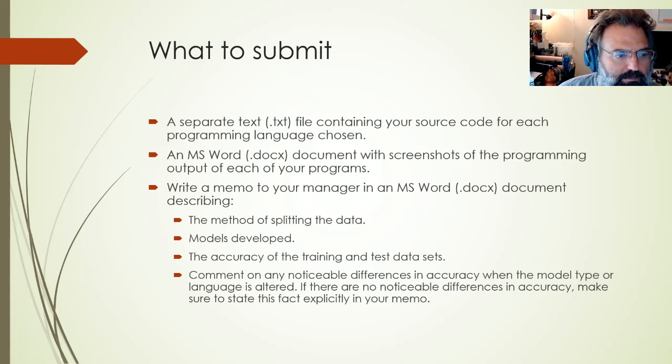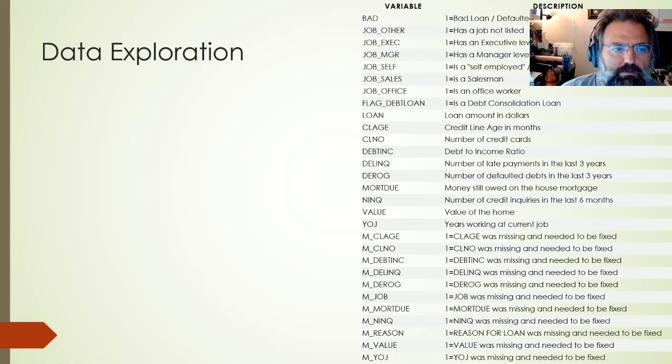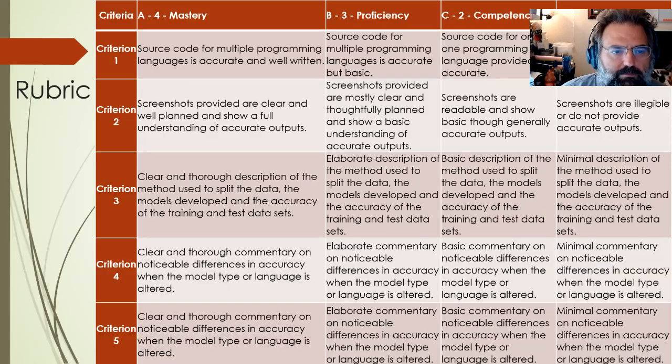What do you want to submit? Basically your source code, a Word document that includes some screenshots, and also part of a memo that talks about the method of splitting the data, the models you developed, the accuracy, and comments about any differences between the model types or languages that you used. Especially digging into something if they're not the same results. You're very familiar at this point with the data about what the bad column is, what these other fields are, and so on. And so here we want to drill into the various mastery columns.